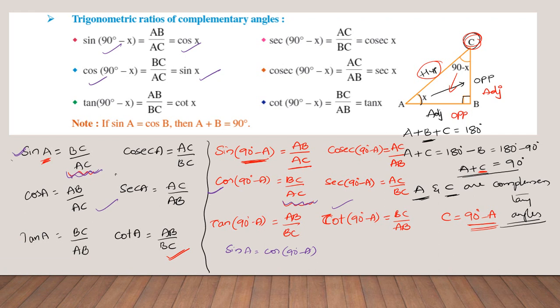These 6 relations are very, very important. If you are able to remember these 6 relations, you can easily get it. So sin of 90 minus x is equal to cos x, cos of 90 minus x is equal to sin x, tan of 90 minus x is equal to cot x, secant of 90 minus x is equal to cosecant x, cosecant of 90 minus x is equal to secant x, cot of 90 minus x is equal to tan x.